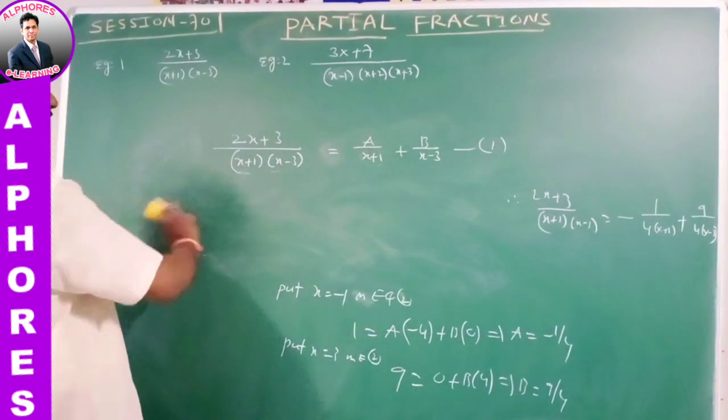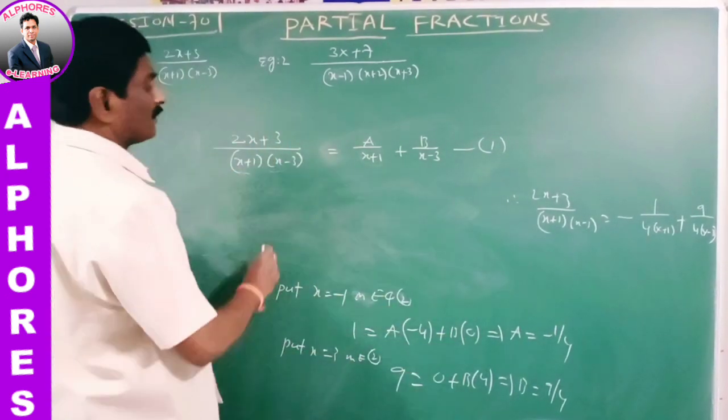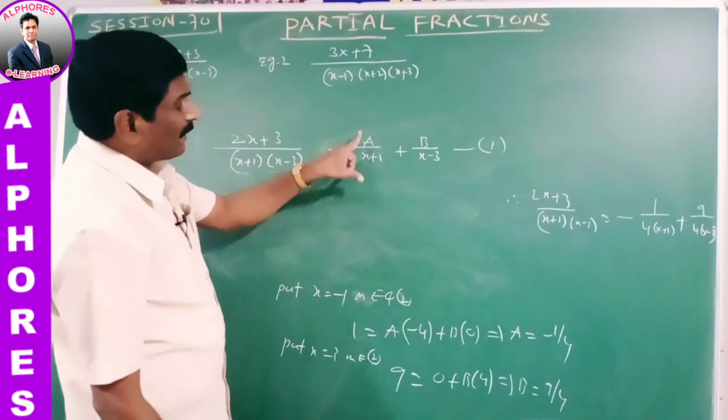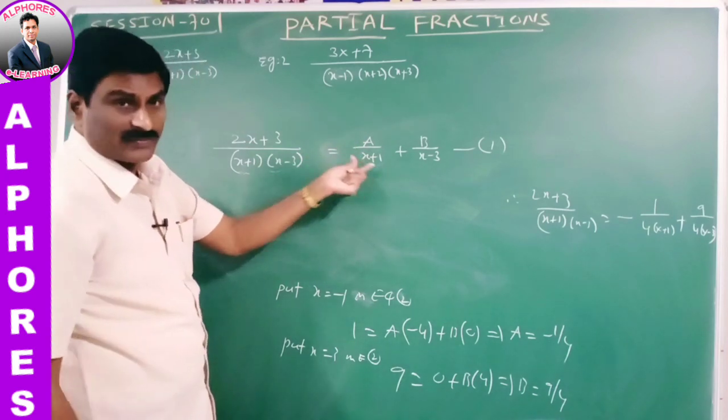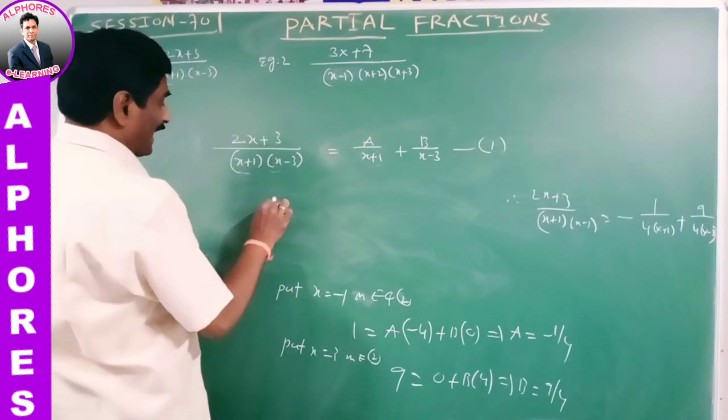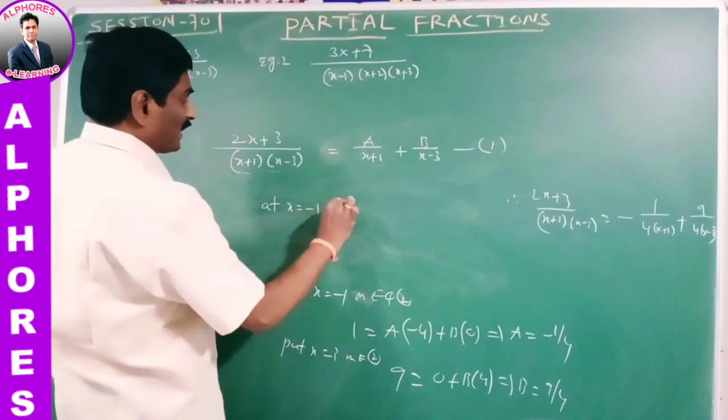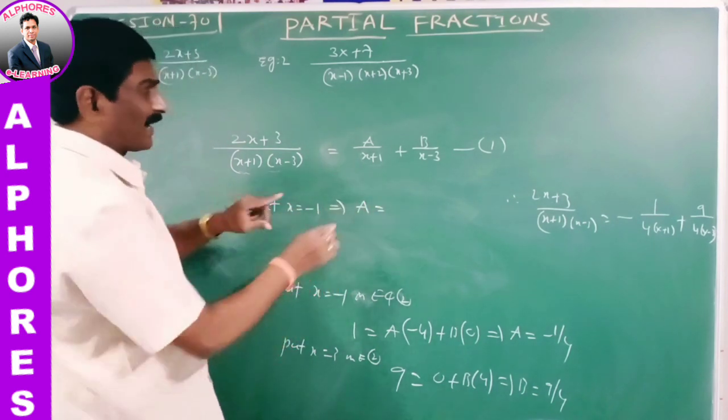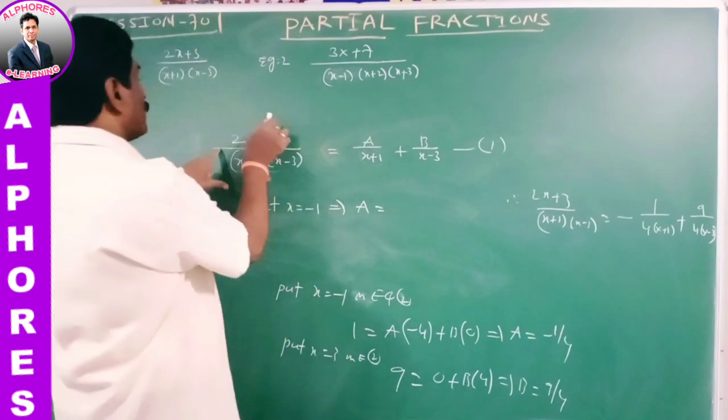It is the regular method for getting A, by direct substitution. For getting A, put x is equal to minus 1. Please observe this value. At x is equal to minus 1, what is the value of A? By direct substitution of x is equal to minus 1 in the numerator of LHS.